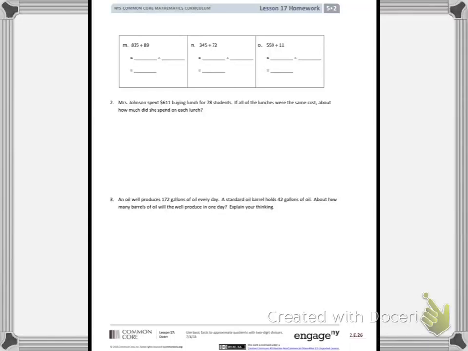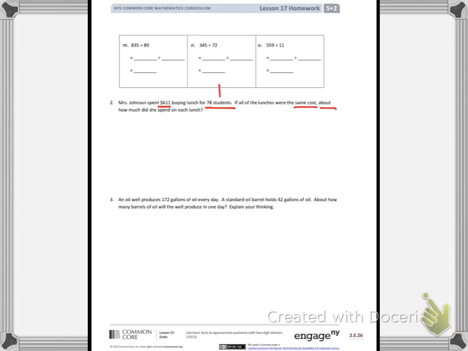On page 2 of Lesson 17's homework, we're going to look at problem number 2. It reads, Mrs. Johnson spent $611 buying lunch for 78 students. If all of the lunches were the same cost, about how much did she spend on each lunch?